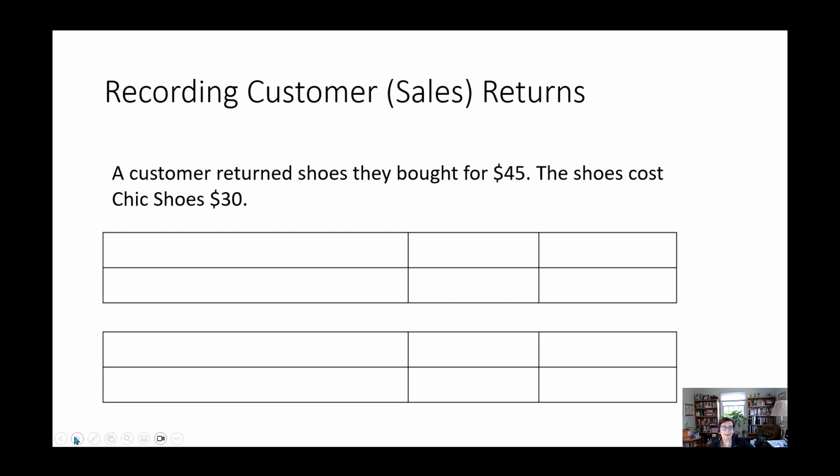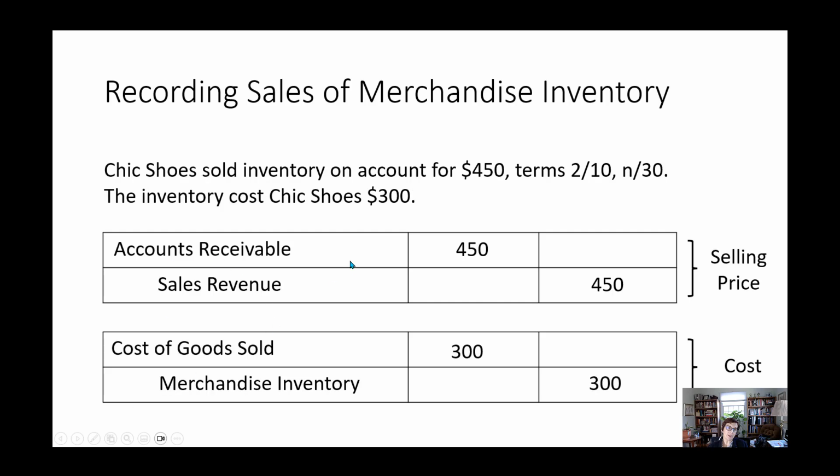Let's say now that a customer returned some shoes that they bought. The customer bought them for $45, but the shoes cost Chic Shoes $30. So basically what we have to do is reverse everything we just did. We recorded a sale and now we have to reverse it. Now, you might be thinking, okay, we're just going to take all these and reverse them, do it backwards, which is almost right. It's almost right with one exception.